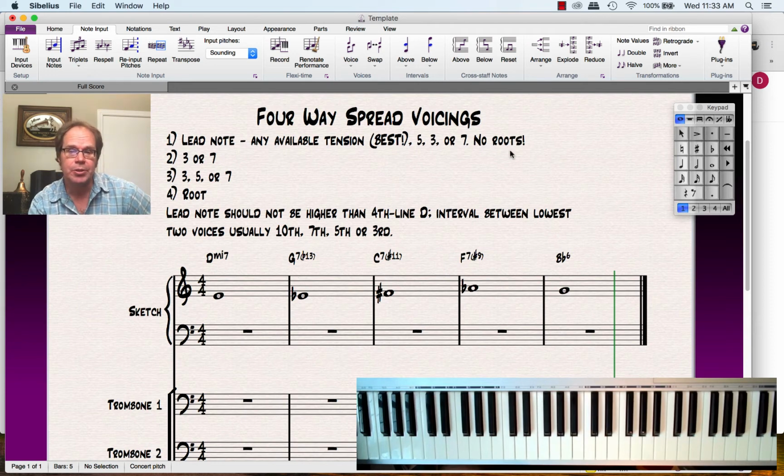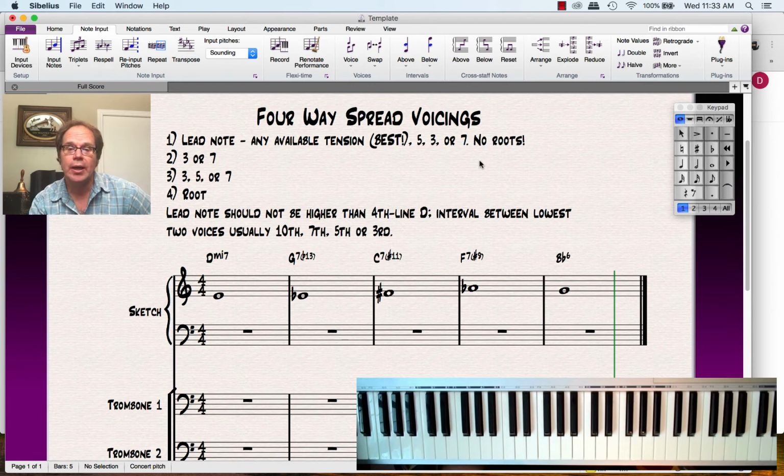So please do not write a root in the lead voice. Once again, available tensions are the best. We can create four-way spreads with a fifth, a third, or a seventh. As a matter of fact, let's see, did I put any fifths? No, I didn't put any fifths. But fifths are actually a very good lead note in a four-way spread. Thirds and sevenths are a little harder to deal with, but you can do it.